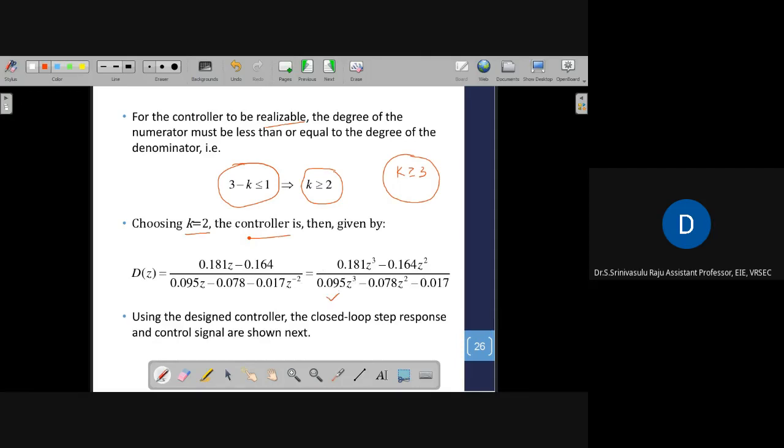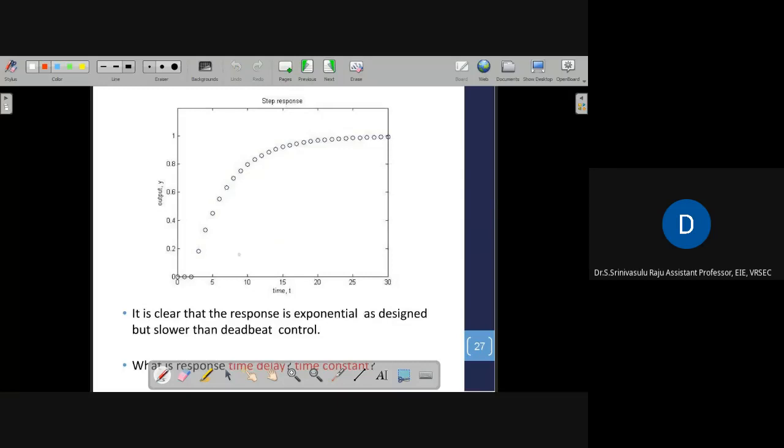Now we have g of z and d of z, everything. So frame the closed loop structure and simulate in MATLAB. Here we can see the response of the system process variable. The response tracks its set point input in the form of an exponential signal. It increases exponentially and reaches the value 1. But in the case of deadbeat, all of a sudden it reaches the output 1. That's all. But here we have an exponential rise.